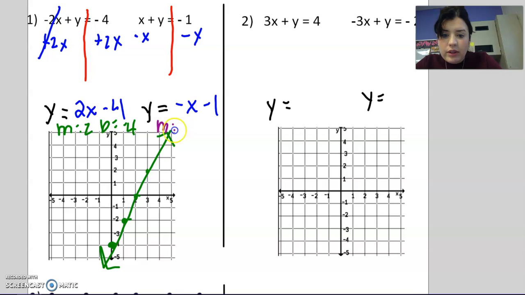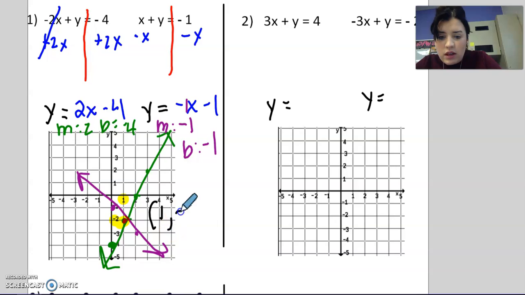Now we're going to the right one. Our slope, or m, is negative 1. Don't forget that hidden 1. And b is also negative 1. So we come down here to negative 1 and plot our point. Because it's negative, we go down 1, right 1, down 1, right 1. And where do they intersect? They intersect right here. Our x value is 1, our y value is negative 2. And that is our answer: (1, negative 2).